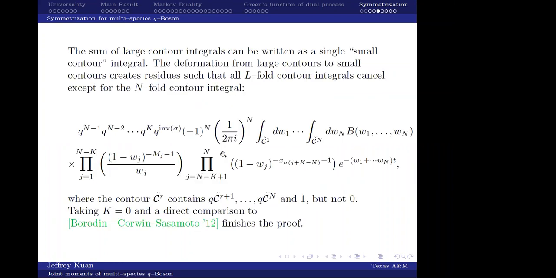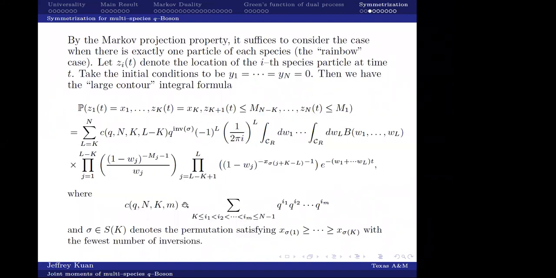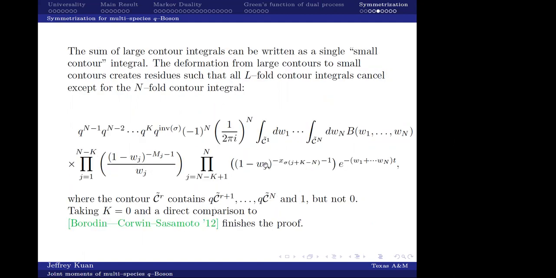And then it turns out that you can make a deformation of large contour integrals to small contours, so these are no longer the same. These are nested contour integrals around 1, but not around 0. And when you make these deformations, you pick up residues, and it turns out that everything cancels except the n-fold contour integral. Before, I had this constant, which you might think is kind of messy, and it is kind of messy. But that constant turns out to be exactly the constant that you need to make everything cancel except the n-fold contour.